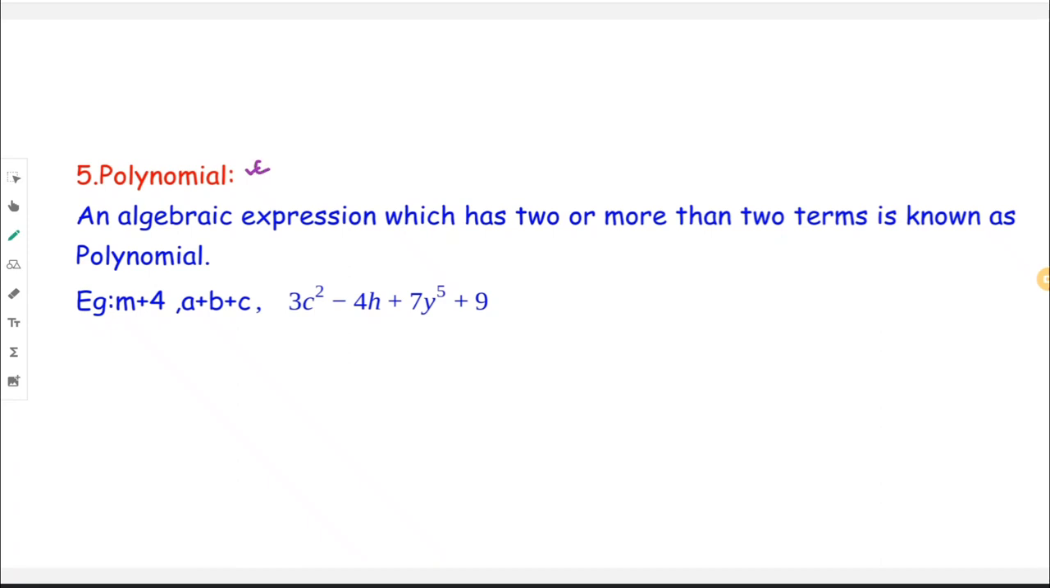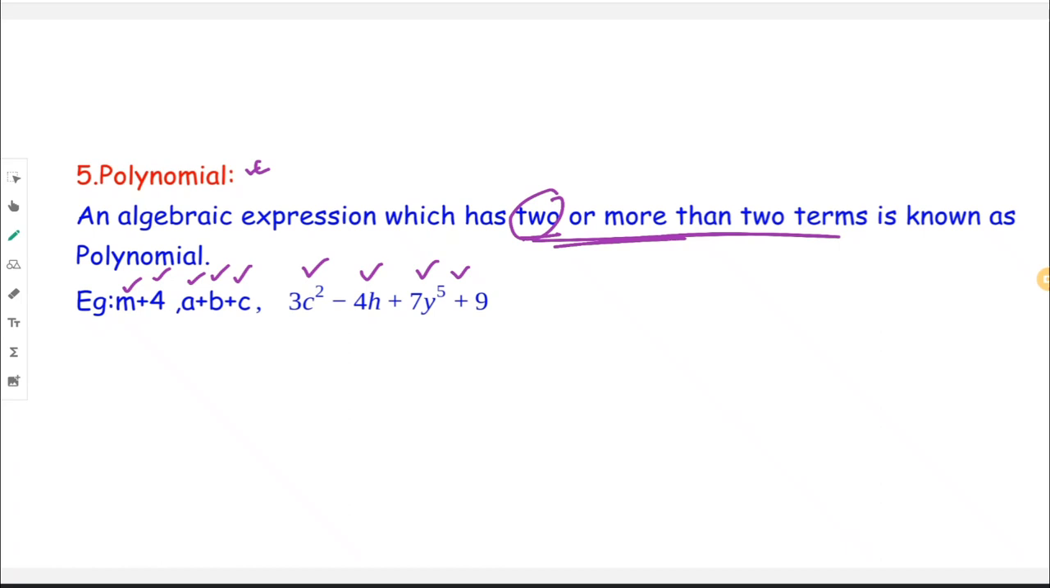An algebraic expression which has 2 or more than 2 terms. That means the minimum is 2. Then 2, 3, 4, all these are polynomials. So you can see 1, 2, 3, and 1, 2, 3, and 4. Minimum has to be 2. So you have to learn all this.